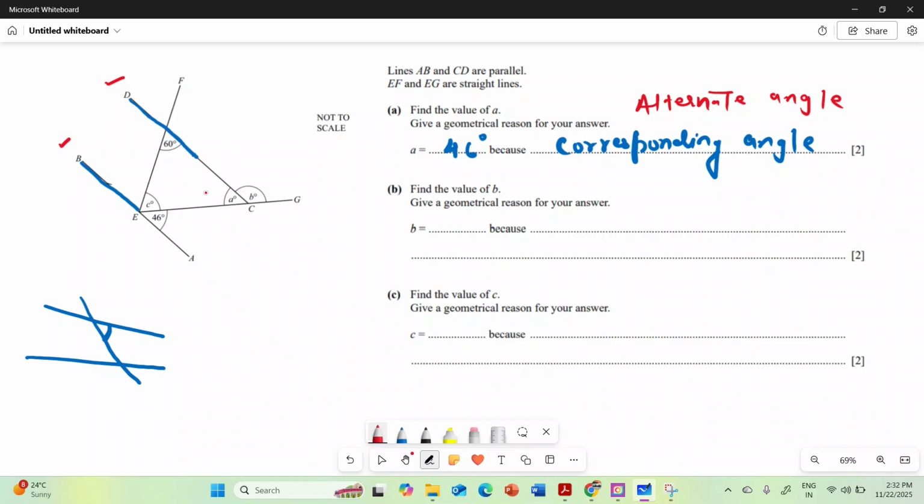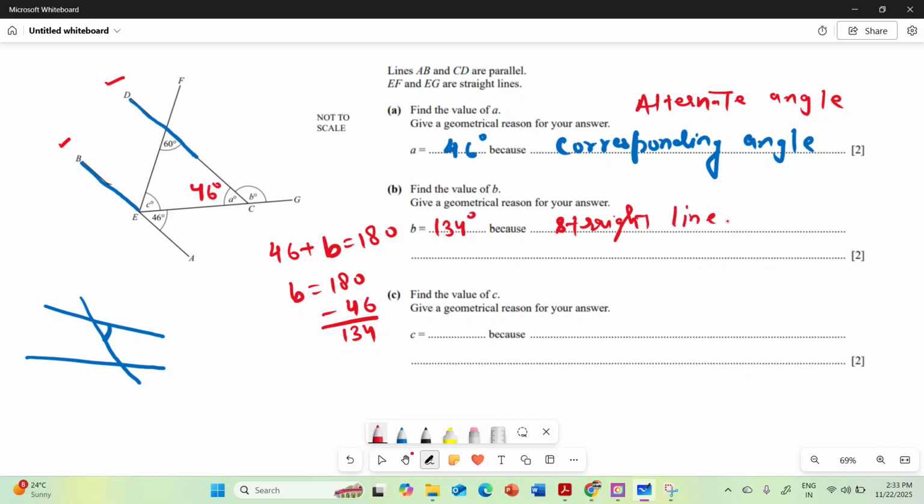Now find the value of B. This one is 46, and now the sum of these two angles, because these two angles are on a straight line, 46 plus B equals 180 degrees, and B equals 180 minus 46. So here you will get 134 degrees. So this is 134 degrees, and angles on a straight line sum to 180.